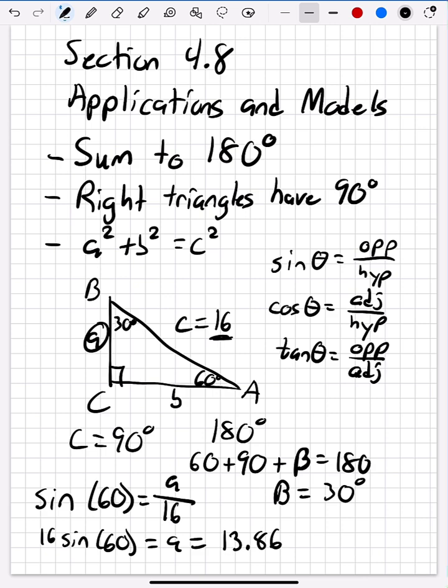You would do the same situation for b. And then if you wanted to check your answer, you could use the Pythagorean theorem and say a squared plus b squared should equal c squared. So that is just an example of one.